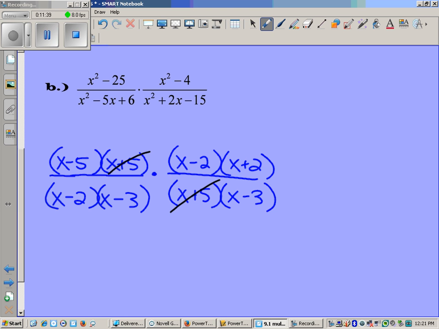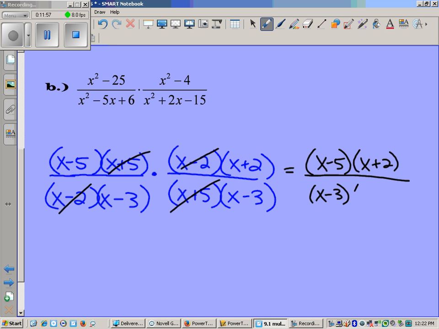I see an x plus 5 and x plus 5. I see an x minus 2, x minus 2. What else? Is that it? All right, so on top I have left an x minus 5 and an x plus 2. On the bottom I have left over an x minus 3 and another x minus 3.